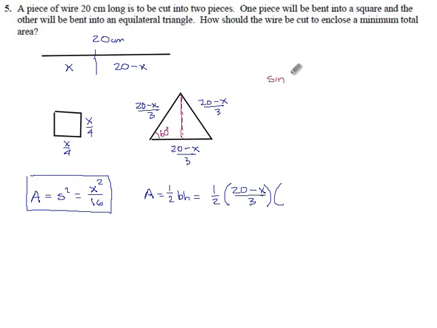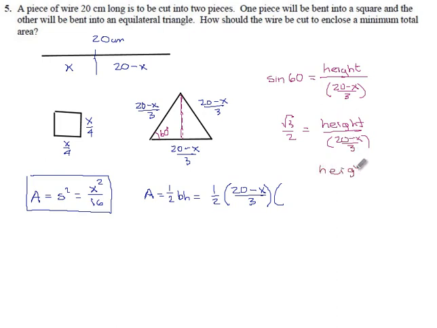We can say sine 60 equals the opposite side. I'm going to write out the word height because if I put h, you might think hypotenuse, and that's not the case. Sine is the opposite side over the hypotenuse, which is 20 minus x over 3. Sine 60 is root 3 over 2. Now if we multiply both sides by 20 minus x over 3, we get that the height is root 3 over 2 times 20 minus x over 3.